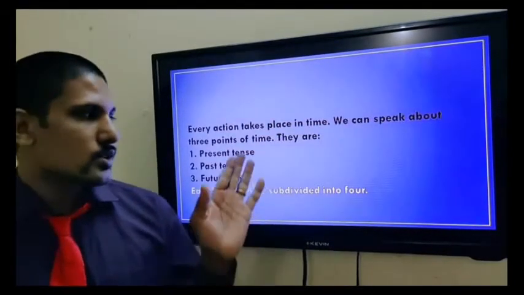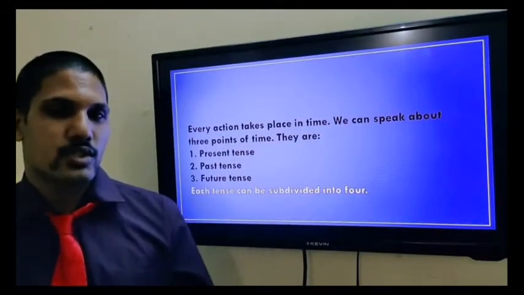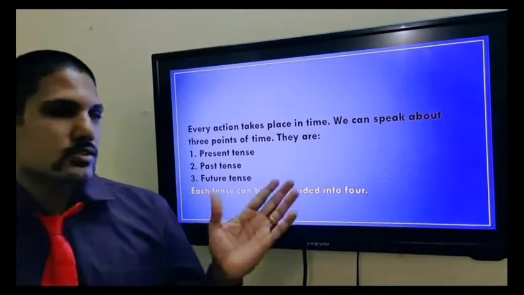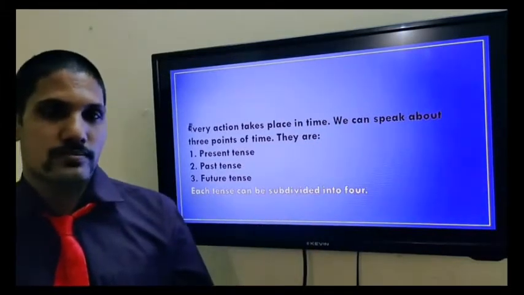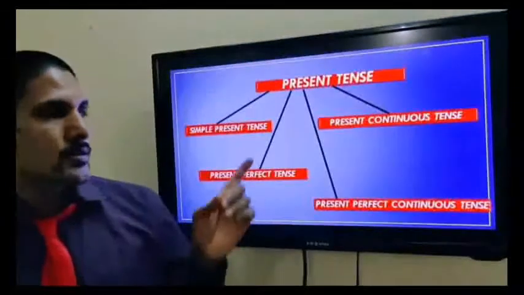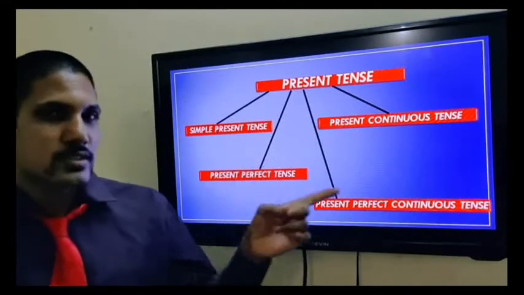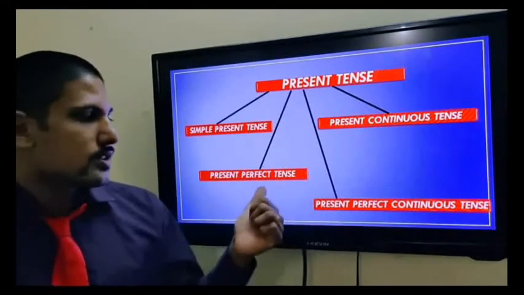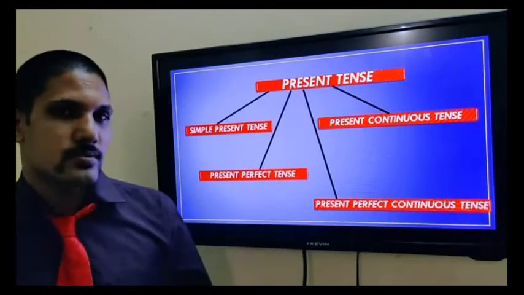Tense is divided into three: present tense, past tense, and future tense. Each of these tenses is again subdivided into four. Present tense is divided into four: simple present tense, present continuous tense, present perfect tense, and present perfect continuous tense.